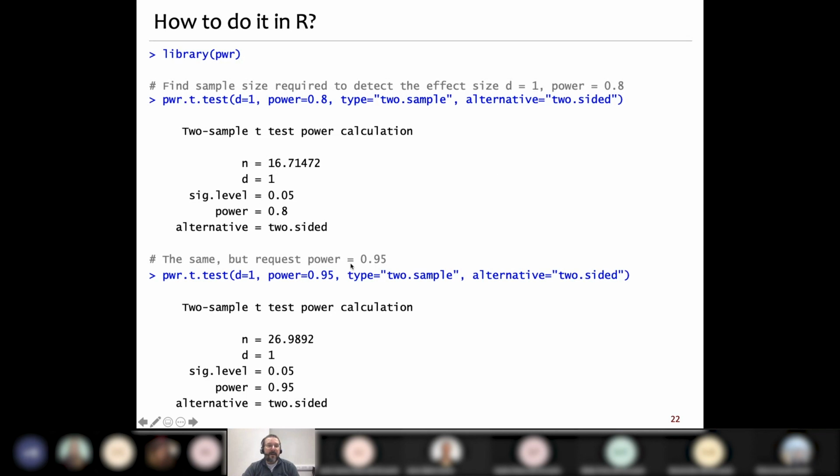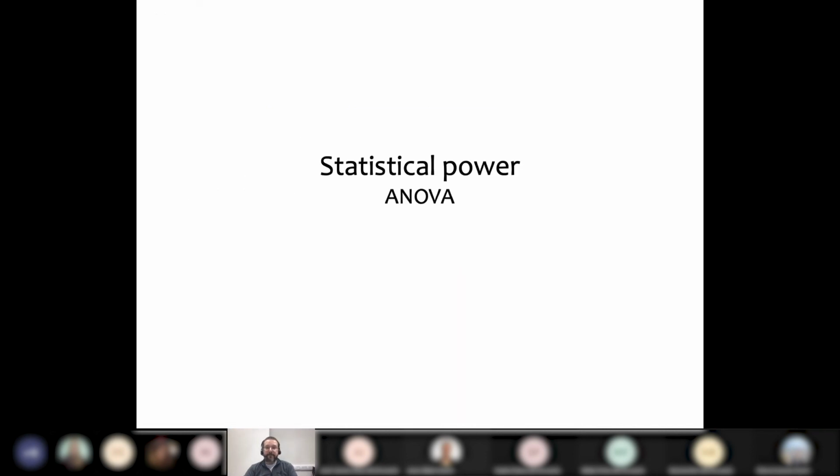If you request higher power, for example, 95%, like in this case, this is exactly the same. I only replaced 0.8 with 0.95. That power calculation will tell you that you need a sample size of about 27 or more. I will come back to this later when I show you a worked example, how to do this in real data. Now I'm going to talk about statistical power in ANOVA.